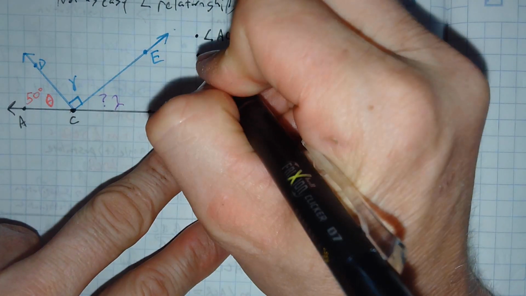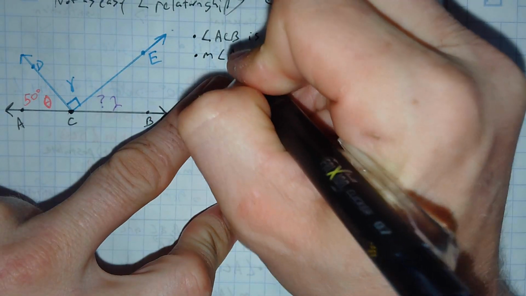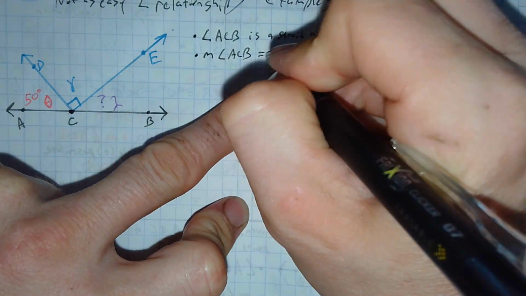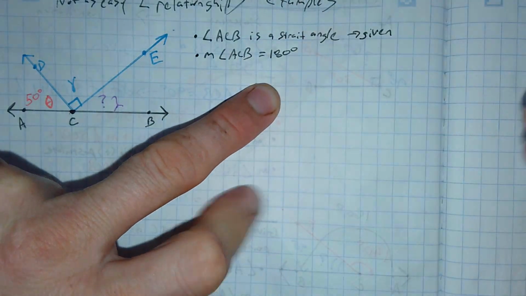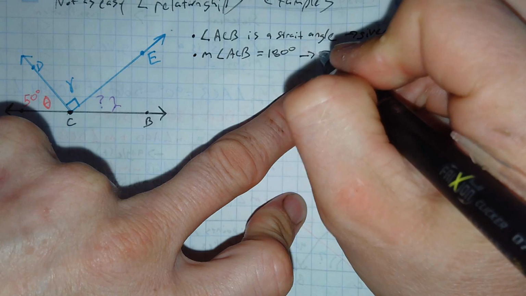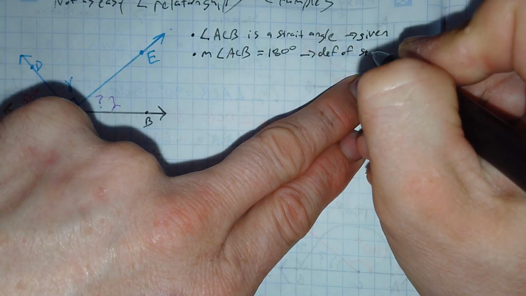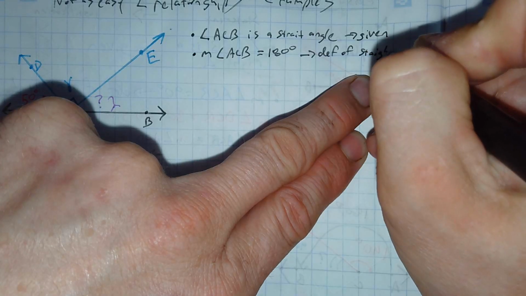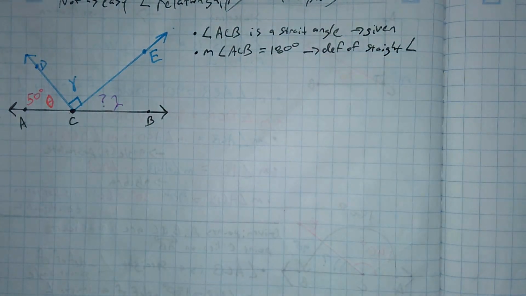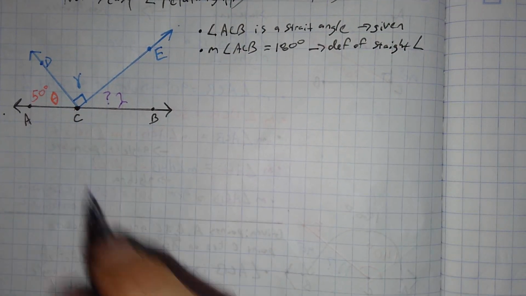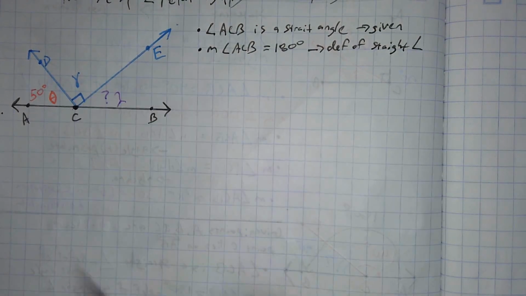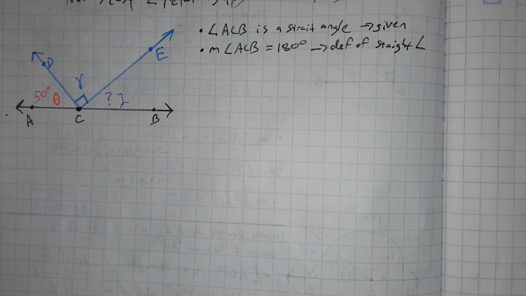Now because that is angle ACB, I can see that the measure of angle ACB equals 180 degrees, because that's the definition of a straight angle. So I've established that this angle here is ACB, that angle is 180 degrees because it's a straight line. And by now that should be obvious, pretty easy.